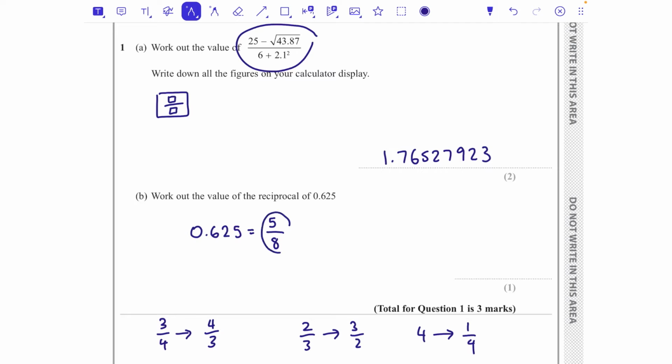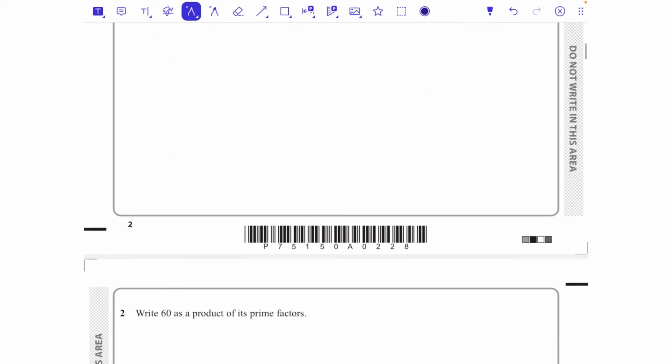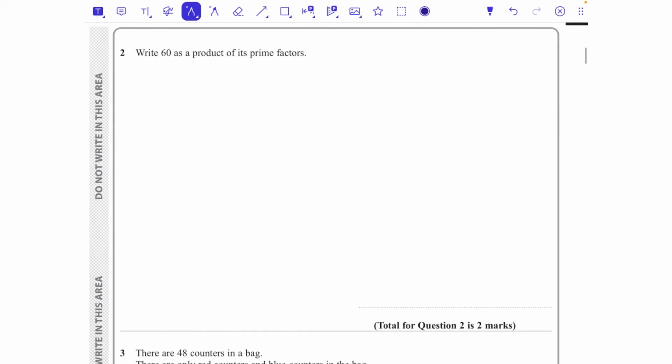Therefore, in this case, the reciprocal of 5/8 is going to be 8/5. And we can just write it like that. It doesn't want it as a decimal, it just says what is the reciprocal. So 8/5 is your solution for that one. Quite a tricky first question. Question number 2, good old faithful.